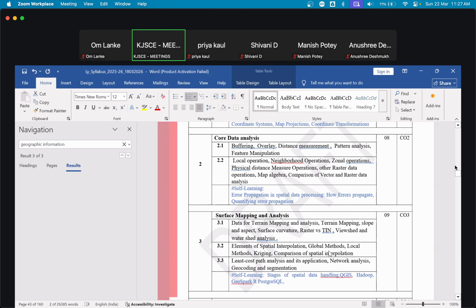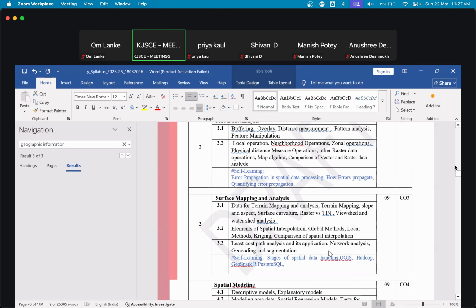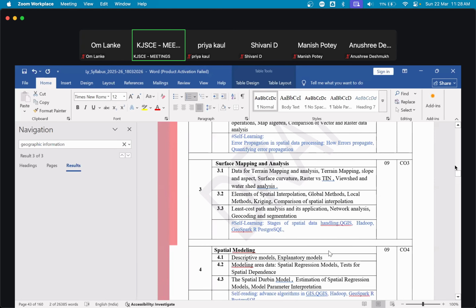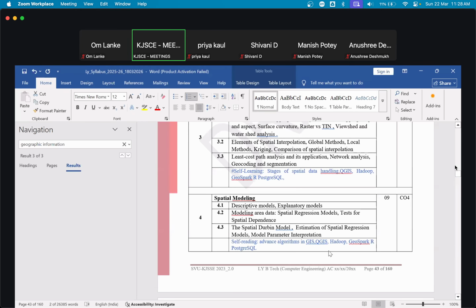Under surface mapping, we'll try to get the unknown value based on the known values. That is the main concept covered here. Under this, there are various techniques available to deal with the two types of data, vector data and raster data. And the fourth module is on spatial modeling.